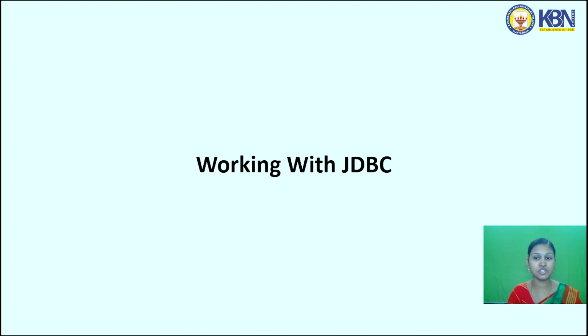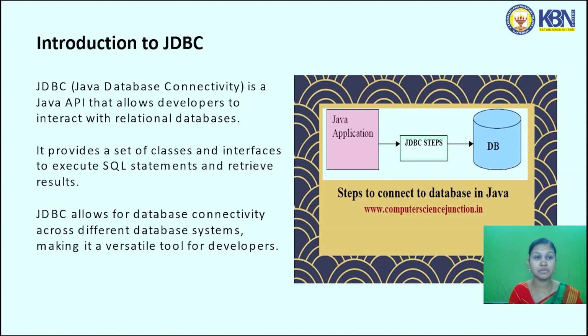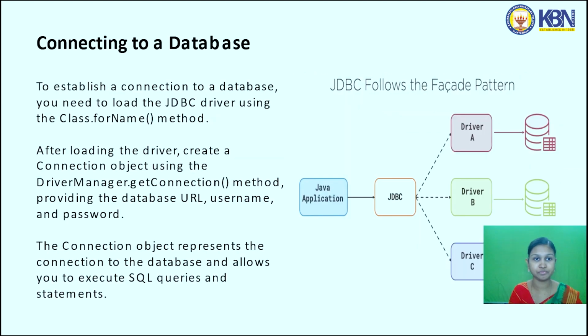How does JDBC work? JDBC connectivity is used to work with a relational database, and it provides a set of classes and interfaces to execute SQL statements. Whenever you have to retrieve data, you can use JDBC. JDBC allows database connectivity for different database systems, because it is used for developing Java database connections.